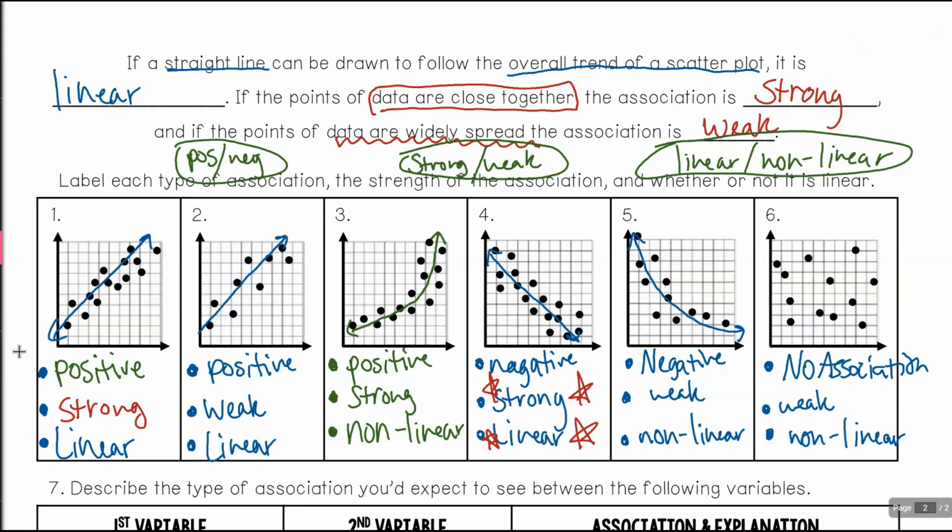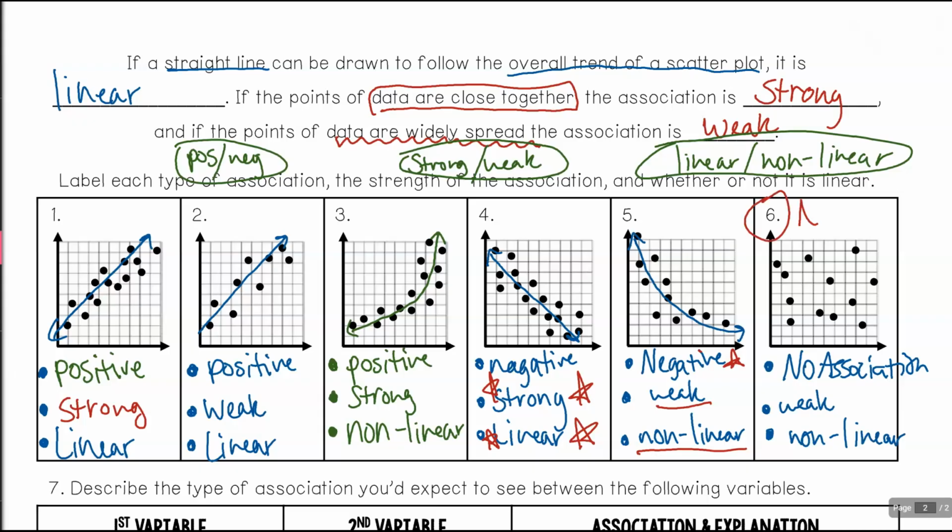Number 5, as one's increasing, so as the x's increase again, the y's are going down, so it's a negative example. But you'll notice these points are not as close together. They're not quite as many. So we're going to go ahead and call it weak, and we'll say non-linear. And the reason it's non-linear is because of that little curve that happens here, right? We go down pretty quick, and we kind of just plateau or even out there. So it's a curved line that goes through most of those points, so that's your non-linear.